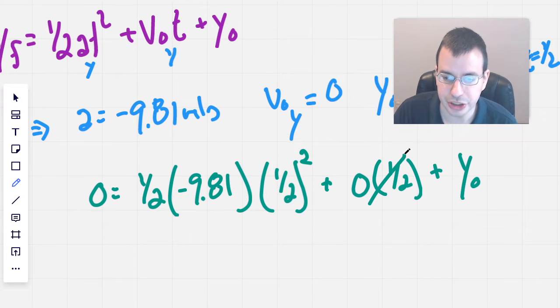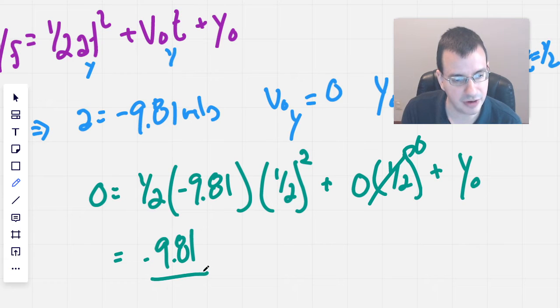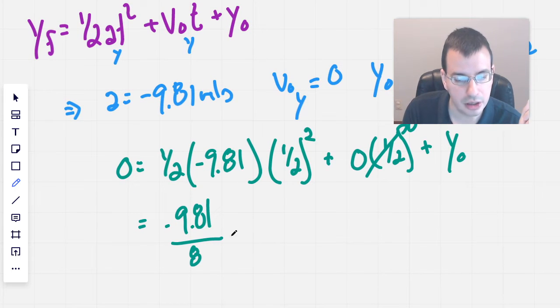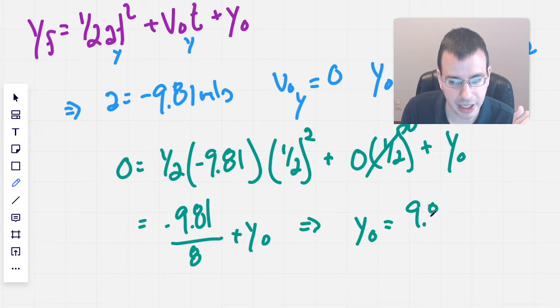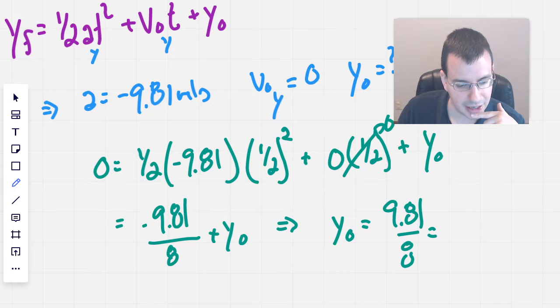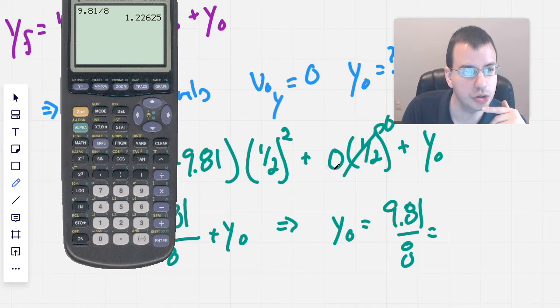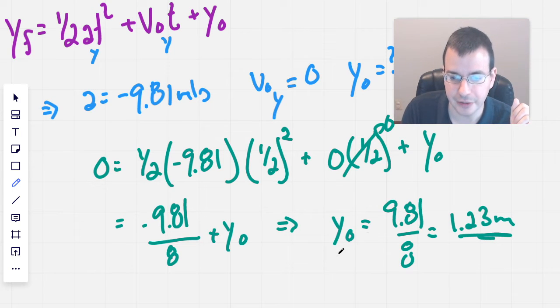Okay, this goes to 0 because it's 0, and we're left with negative 9.81 divided by 8, because 1/2 times 1/2 times 1/2 is 1/8, plus y naught, and therefore y naught, or y initial, or y0, equals 9.81 divided by 8. Yeah, I can't do that in my head. So I'm going to use my calculator. 9.81 divided by 8, we get 1.23. I'm going to say 1.23. 1.23 meters is the initial height.